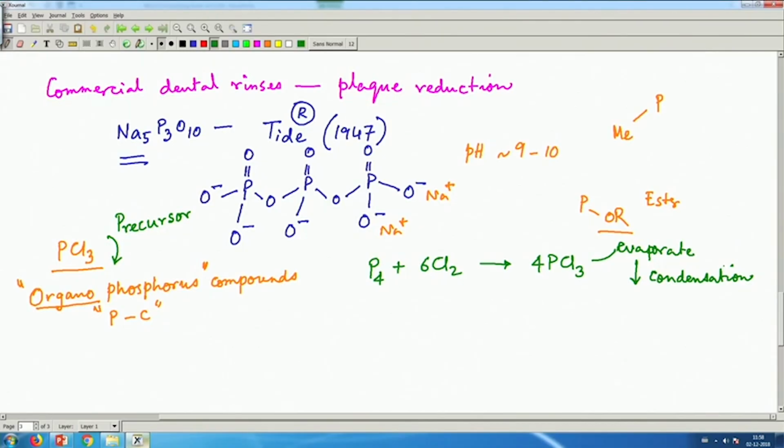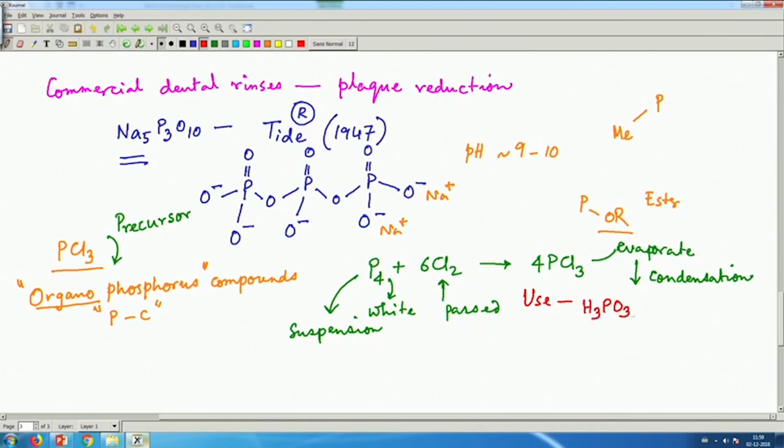The typical source of this phosphorus is white phosphorus, and we take it as a suspension. So when chlorine gas is passed over the suspension of white phosphorus, we get this PCl3 in our hand, and this PCl3 has so many uses. Those uses include making H3PO3.